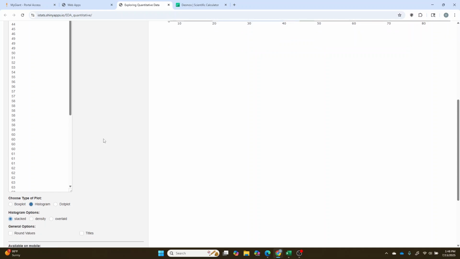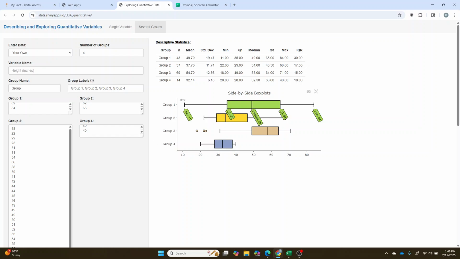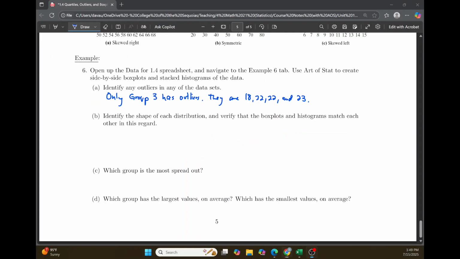To see if that matches with the box plots, yeah, group 1 looks pretty darn symmetric. Okay, group 4 doesn't look quite as symmetric as group 1, although you'll notice that here this side of the box is bigger than this side, but this whisker is bigger than that one. So you know, they kind of balance each other out and make for a symmetric distribution. Group 3 is clearly skewed left with a bunch of outliers out here, and group 2 is clearly skewed right. So yeah, I would say the box plots and the histograms match each other pretty well.